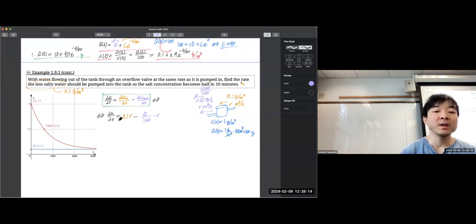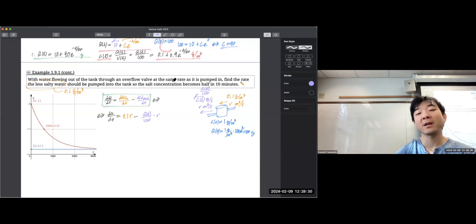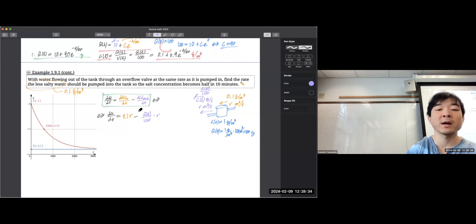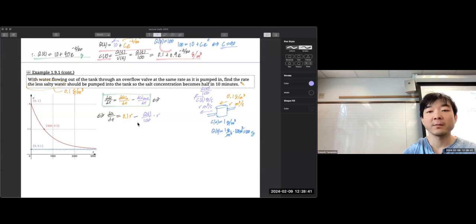It's just that you're pumping in a concentration of 0.1, and the water that's being pumped out has whatever concentration you have at that time, or whatever amount of salt you have at the time, divided by 100. So this is our equation. We're leaving R to be some rate that we're going to find later, but we know the rate going in and going out are the same. It's going to be some number eventually, but we'll find that number later.